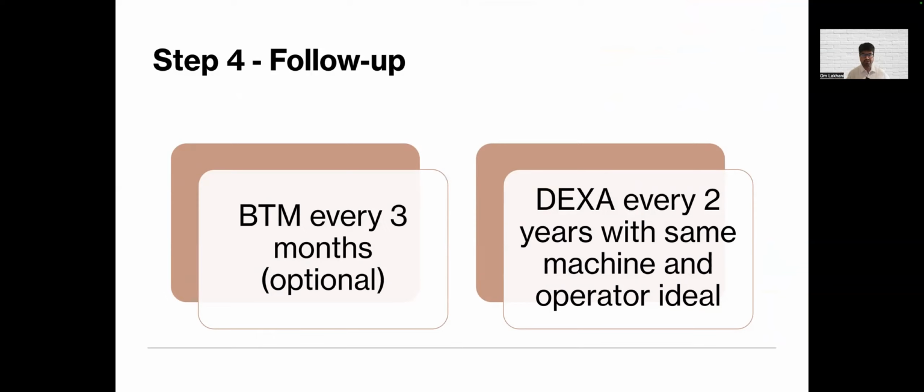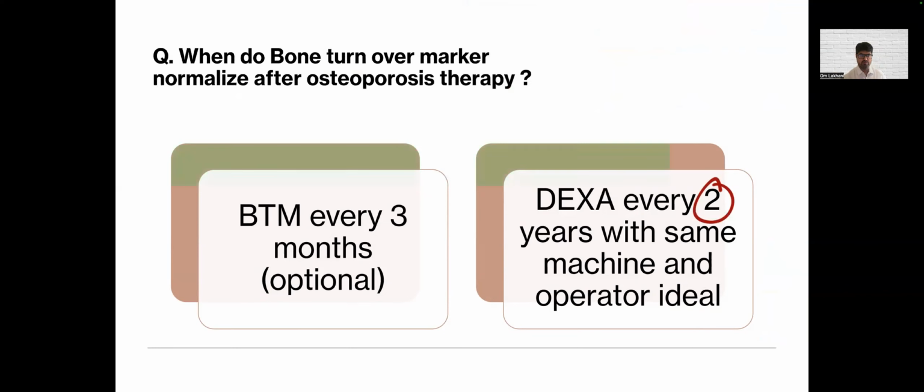But if you have the patient who can afford and you can follow up this patient, you can do a BTM every 3 months. You can do DEXA every 2 years. Remember, the DEXA is generally repeated at 2 years, generally with the same machine and with the same operator. I'm going to discuss this point in a little bit more detail.